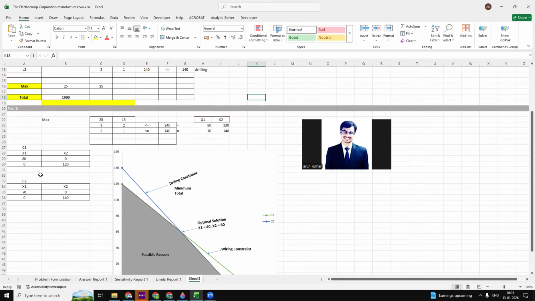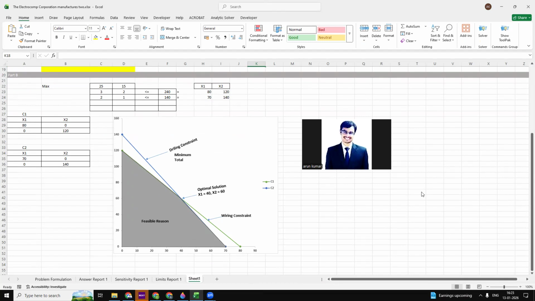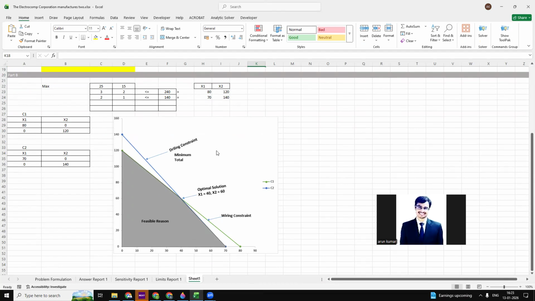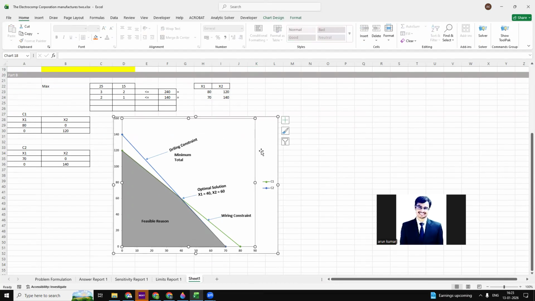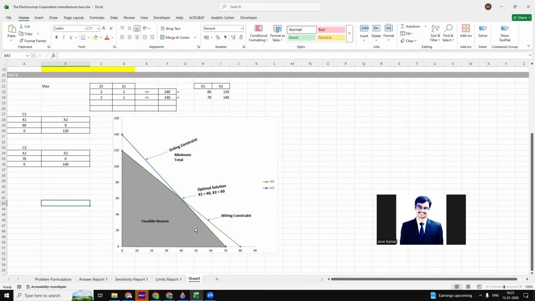Then this one is our part B. So this is a graphical method. This portion is drilling constraint. I have used Excel graphs using these points, and this whole area, which is shaded in gray color, is the feasible region. And this one is our optimal solution.